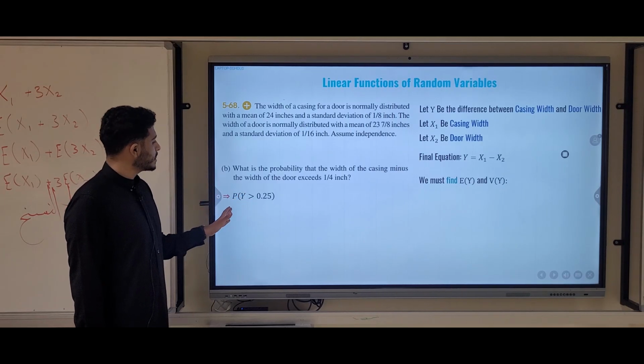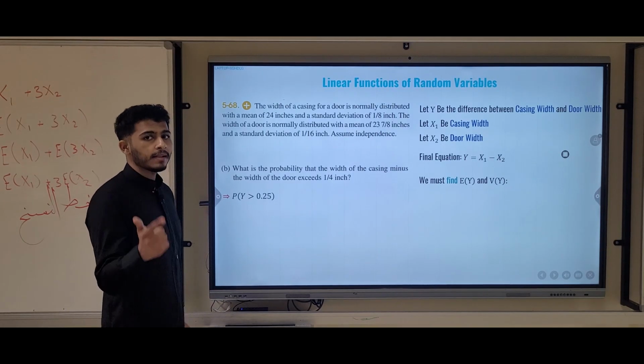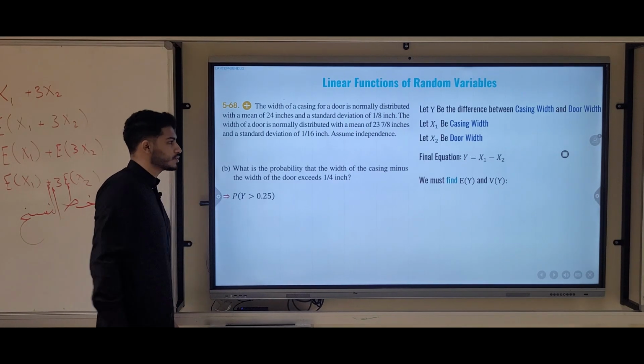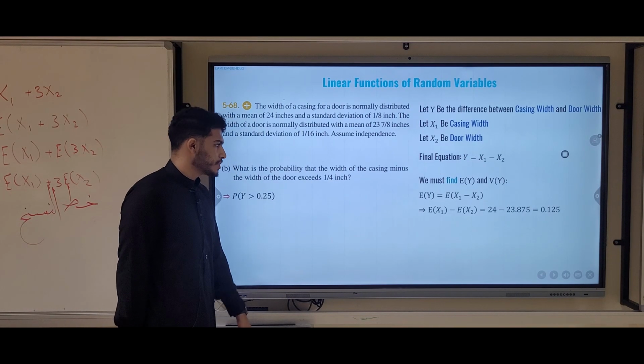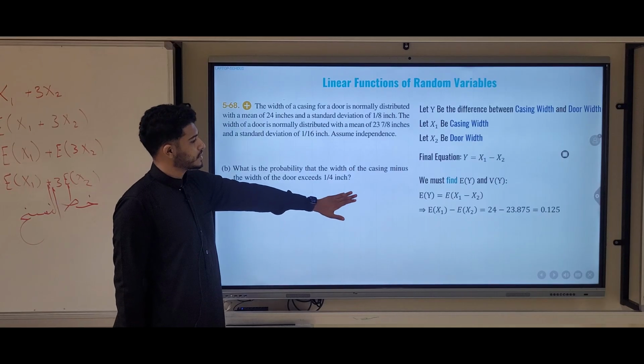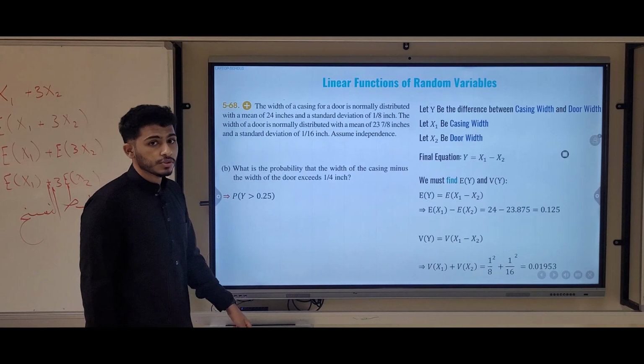And I know already it's normally distributed, so I can solve it like a normal distribution, but I need to know the expected value and the standard deviation to standardize it and solve it. So let's find them together. Here is the expected value. The same procedure as we used to do, and this is the expected value that we're going to use. And for the variance, I want you to pay attention to something.